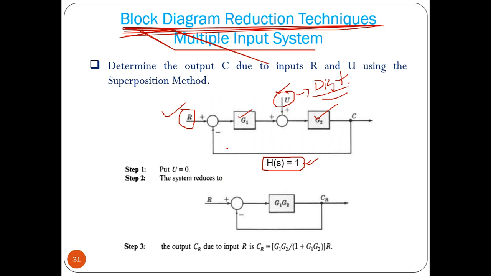Whenever we have a multiple input system, it can be written as a multiple input single output system, MISO. Multiple input, single output. And we can have another system like a multiple input multiple output system, MIMO. Now this is one example of that, with disturbance. It can be any other input also, it doesn't matter.